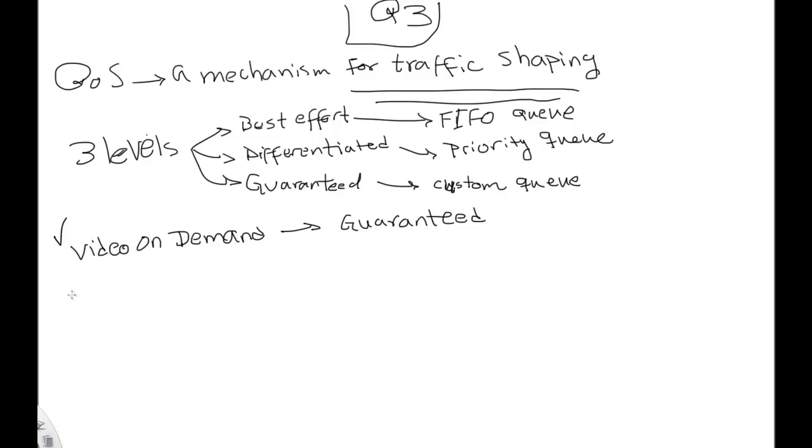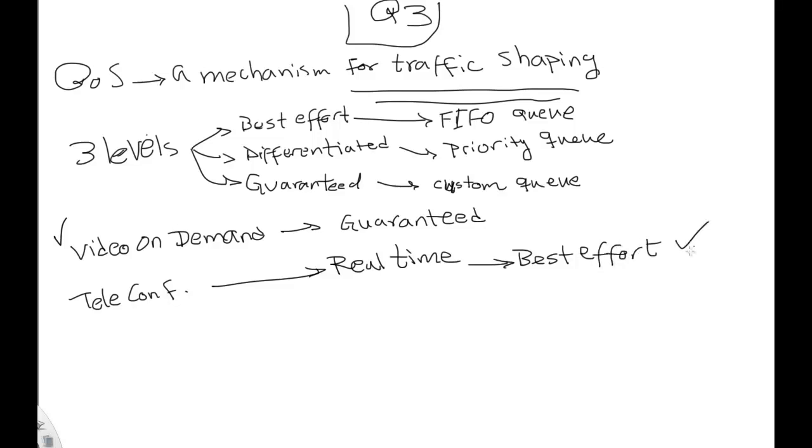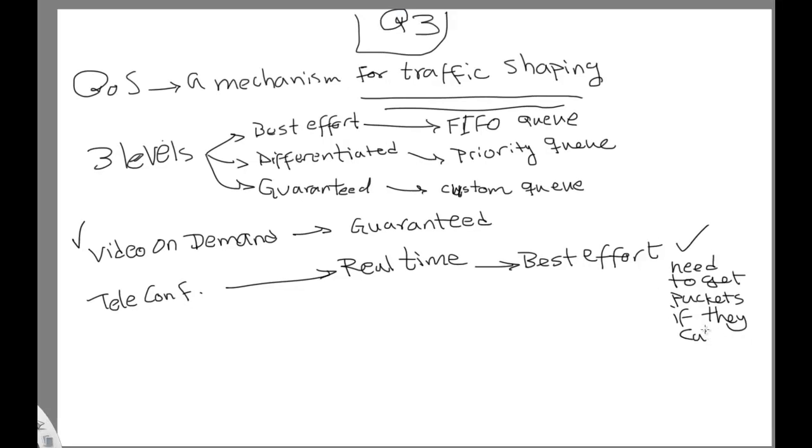In the teleconferencing, since it's a real-time application, it could even do with the best effort. So the users need to get the packets if they can. But packet loss is tolerable for the sake of speed.